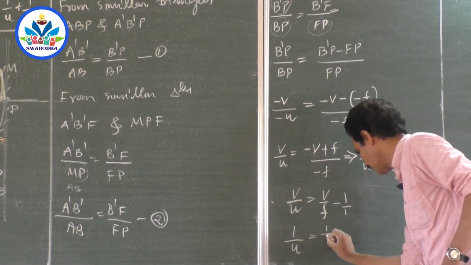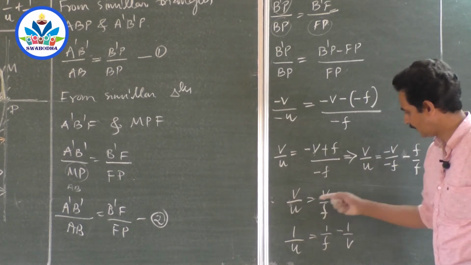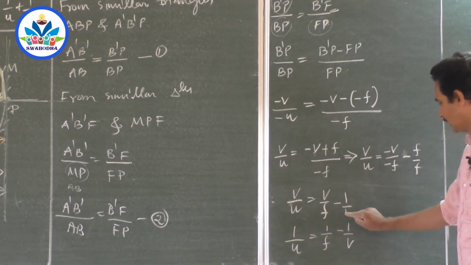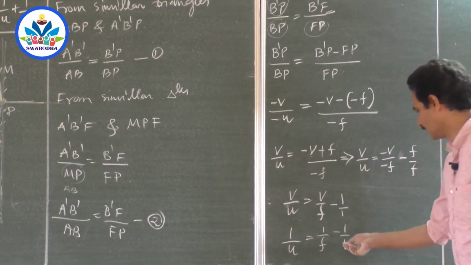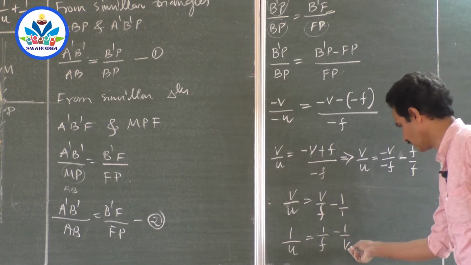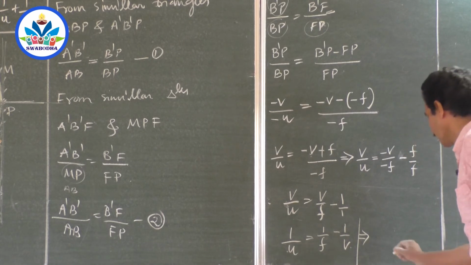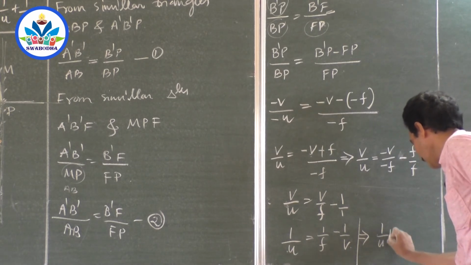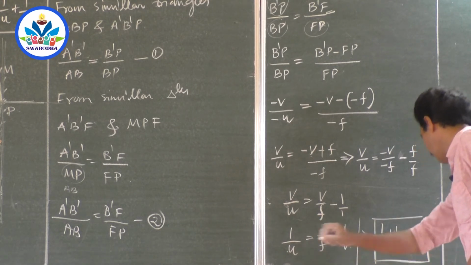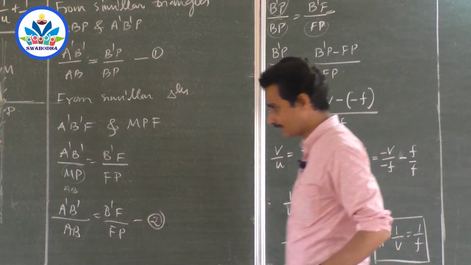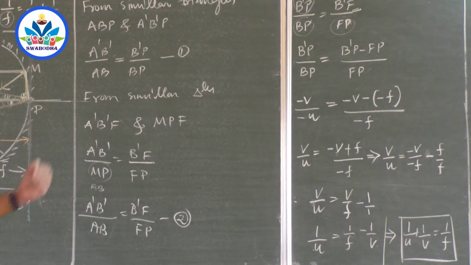1 by V, 1 by F, V gets cancelled, minus 1 by V, right? So here V comes to the picture, here V gets cancelled, here V gets cancelled. Bring it to the right hand side, minus 1 by V becomes plus 1 by V. So what will you finally end up with? 1 by U plus 1 by V is equal to 1 by F. So this is the answer. This is the relation connecting object distance, image distance and focal length.